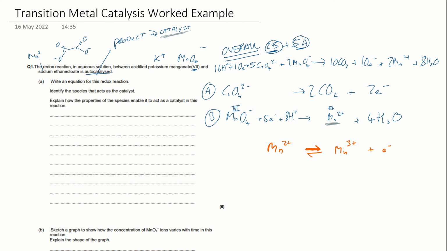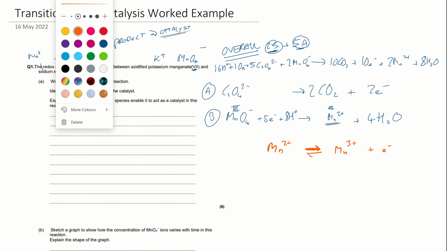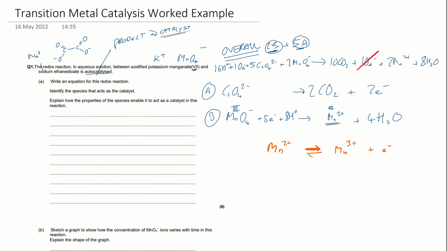You want to check this balances and everything, but most importantly, you need to cancel out the stuff that cancels out. So electrons, you can just strike through like that, that's fine, or maybe more obviously with a cross. 16H plus, nothing cancels there. 5C2O4 2 minus doesn't cancel. 2MnO4 minus doesn't cancel. So that should be your overall equation.